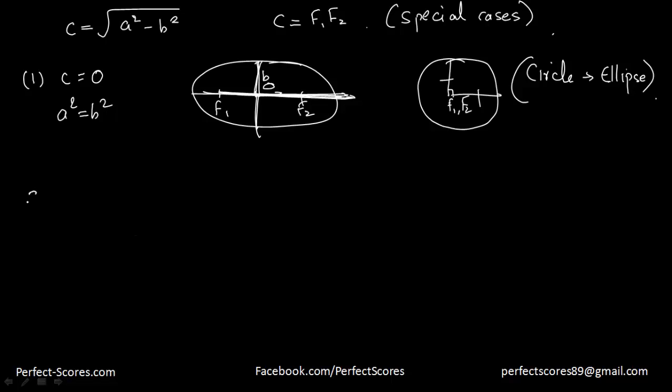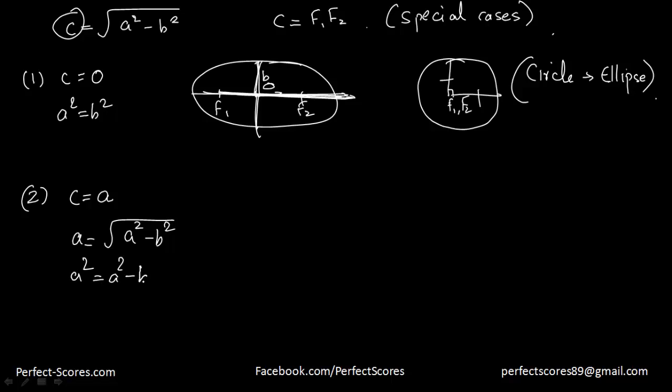The next case that I want to talk about is when c is equal to a. When c is equal to a, you just plug a here. So a is going to be equal to under root of a square minus b square, and you square both sides up. A square is equal to a square minus b square, which means you'll get b square to be equal to 0 and b to be equal to 0.